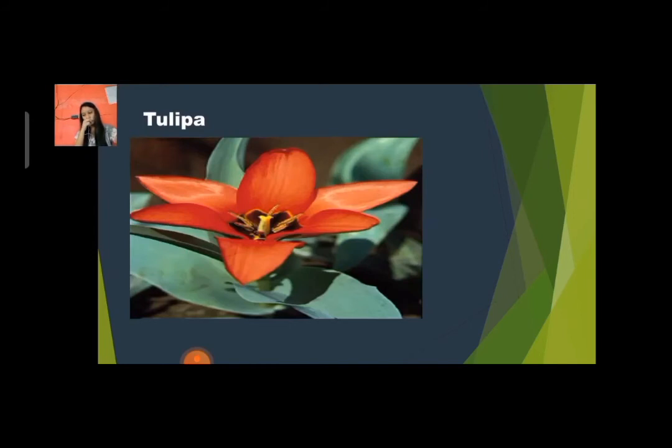Tulipa is a perfect flower with floral structure in multiples of 3. Tulipa, or tulip, has a 3-lobed stigma, 6 stamens, and 6 distinct perianth parts.